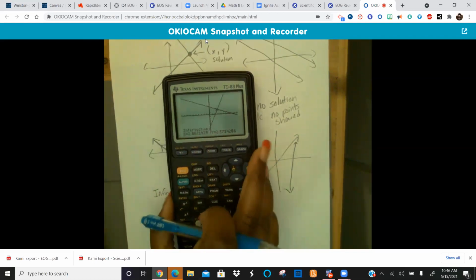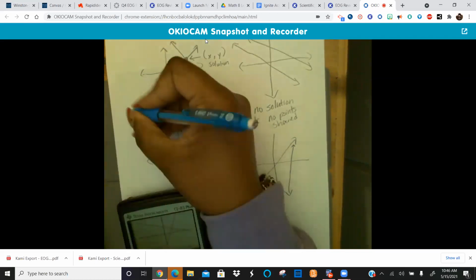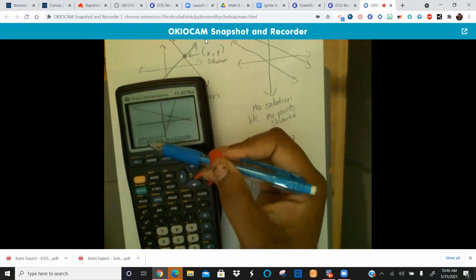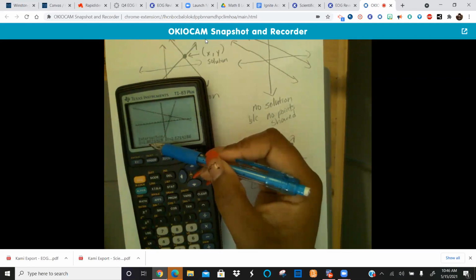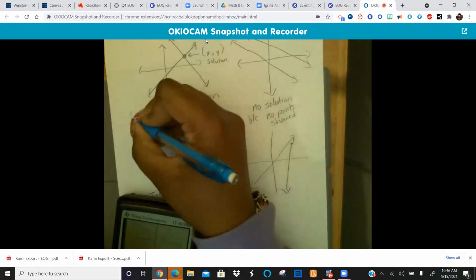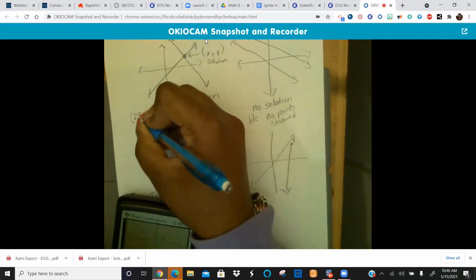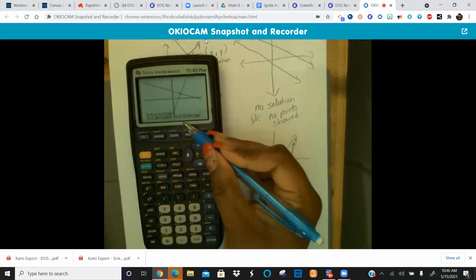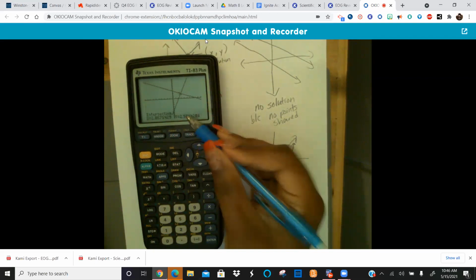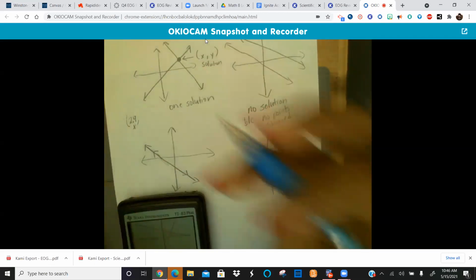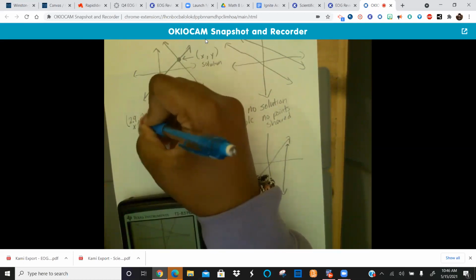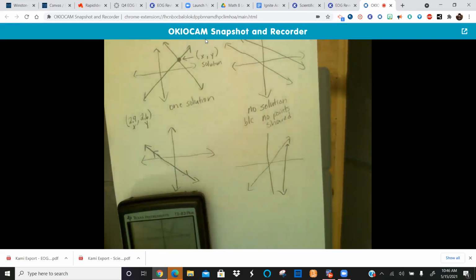So my x coordinate, I'll round it, is 2.9. That's my x. And my y down here at the bottom is about 2.6. And this is where they cross. Any questions about that? That's going to be my solution.